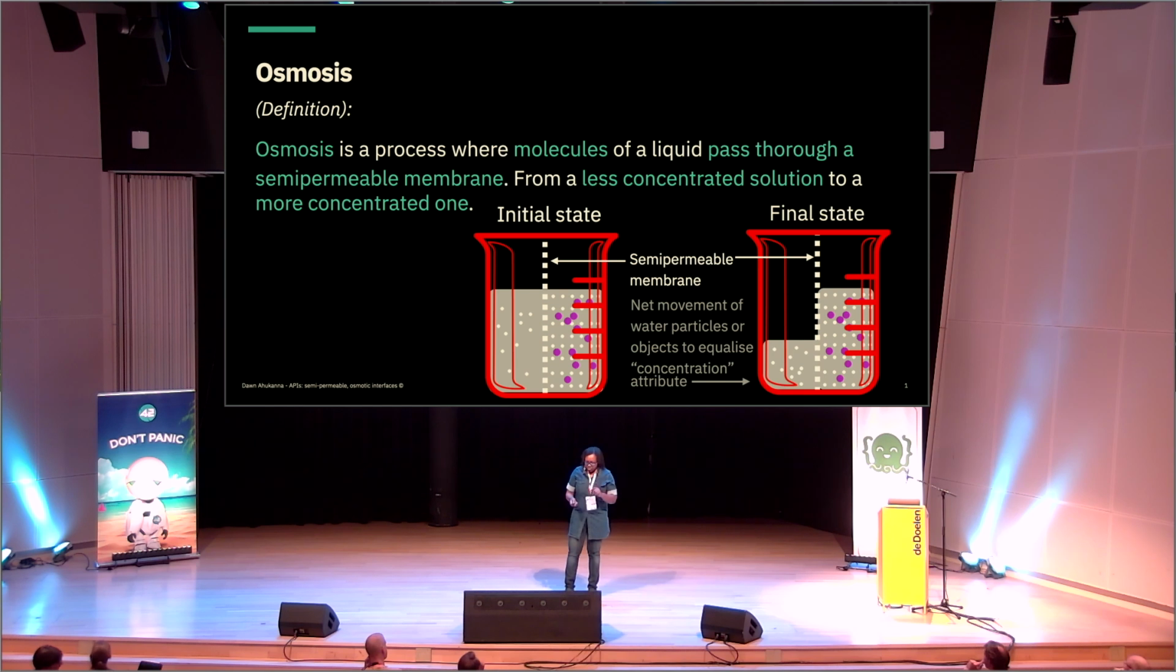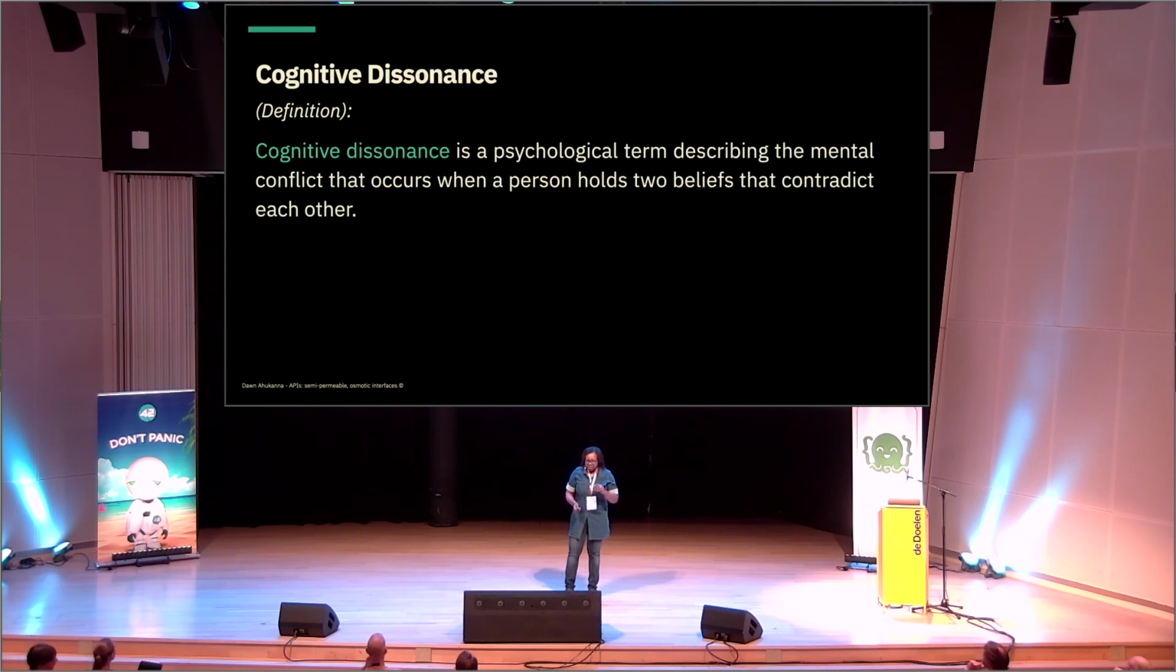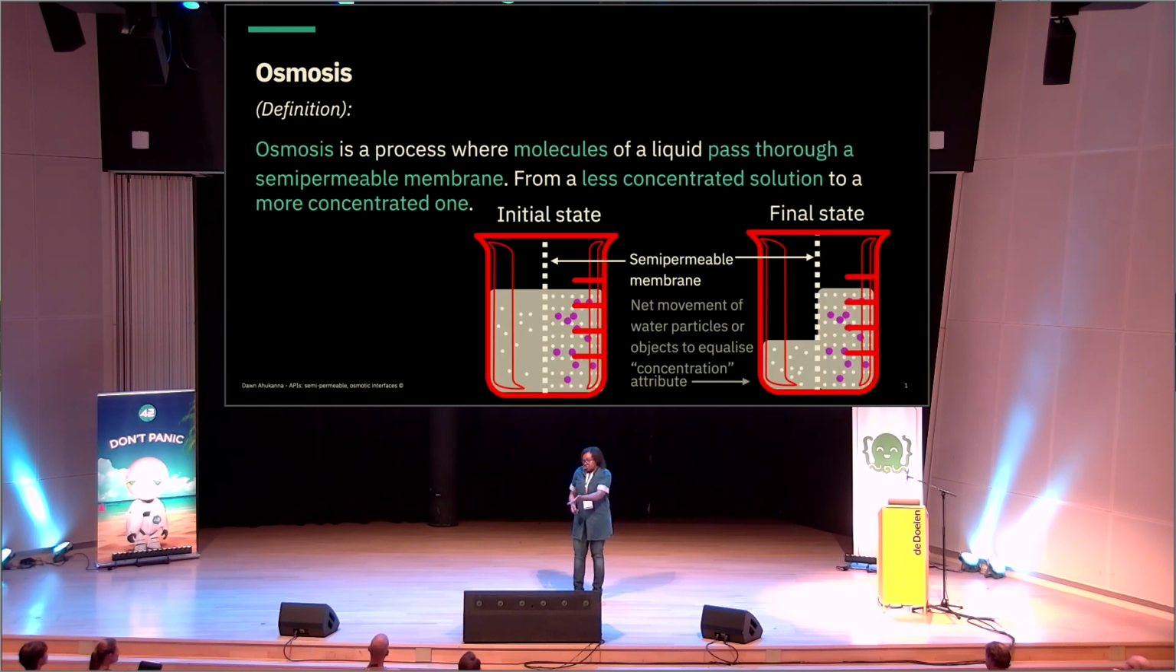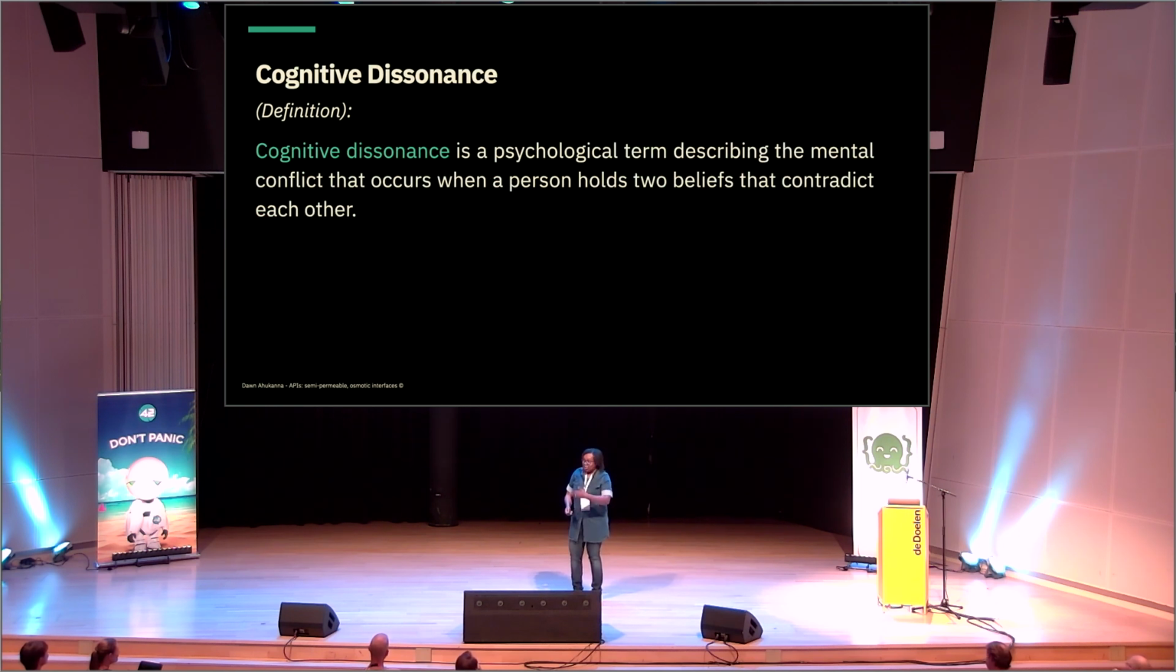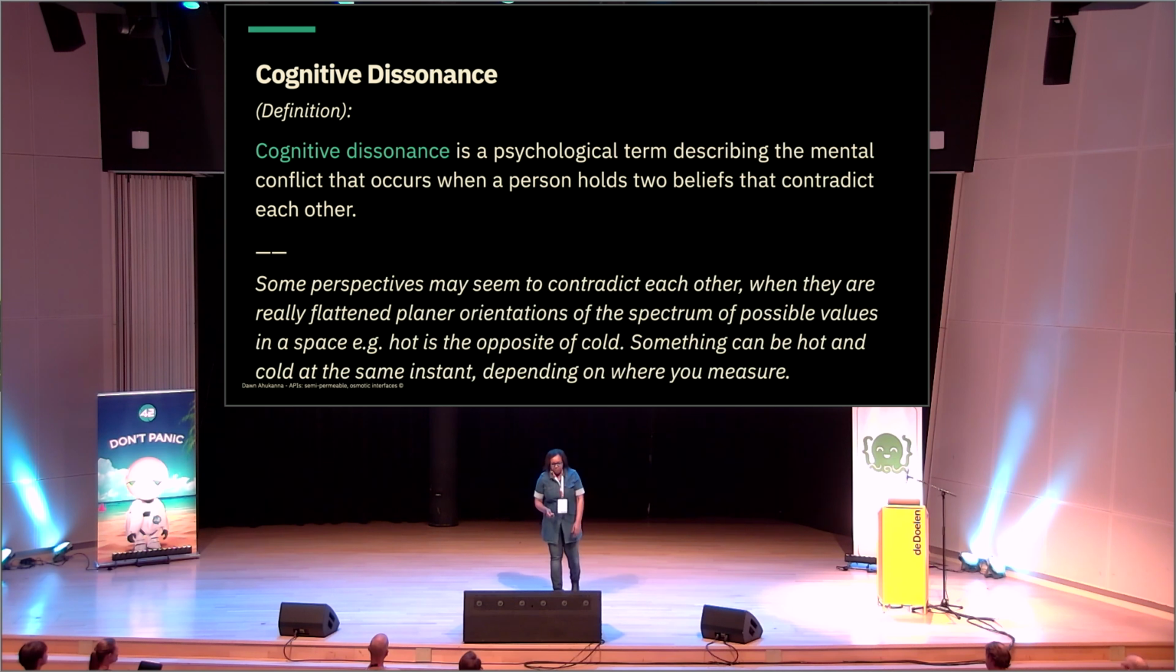So looking at that, to my point, cognitive dissonance, which was the thing that was happening, is a psychological term that describes the mental conflict, which I was experiencing, that occurs when you hold two beliefs that contradict each other. I'm like, this shouldn't be happening, but it is. So I have to figure that out. Some perspectives may contradict each other, and then I'll talk about some of the models and the ways of looking at that, but it's really a spectrum.